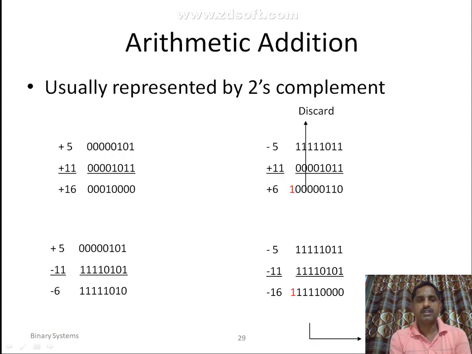Then arithmetic addition is usually represented by 2's complement. See here, plus 5 and plus 11 is 16. For plus 5 minus 11, we can assign the 2's complement, then minus 6 is here. Then minus 5 to the 2's complement and plus 11 plus 6, that is 16, and the extra bit is the discarded bit.